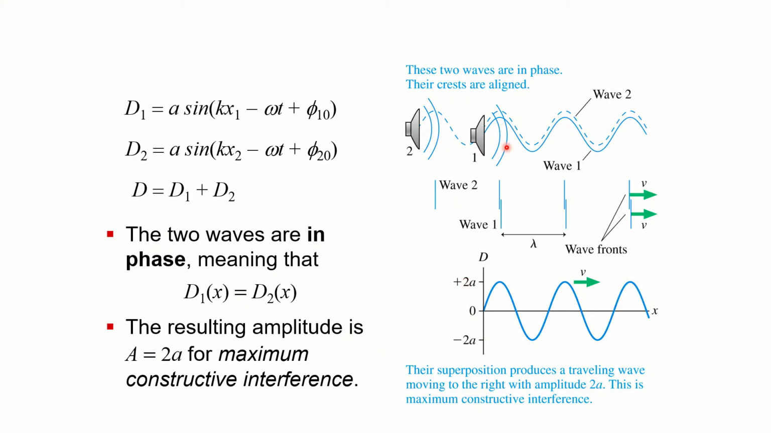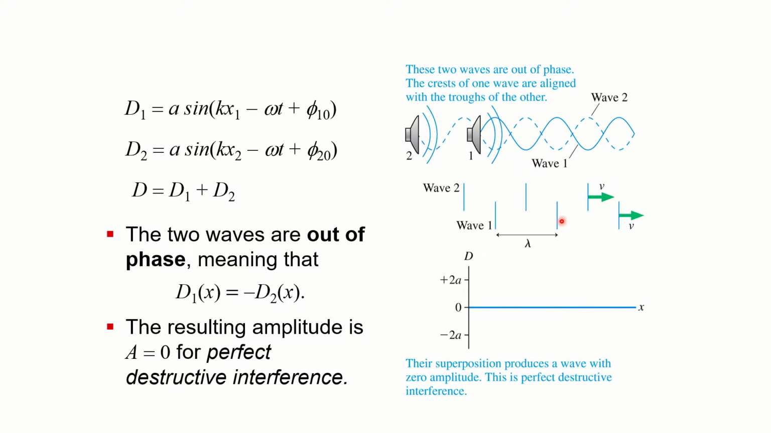One way to think about it is if the crests from one wave line up with the crests of the other wave, you're going to have a quite a larger crest in the wave that you would detect, and you see that maximum constructive interference. They build together.